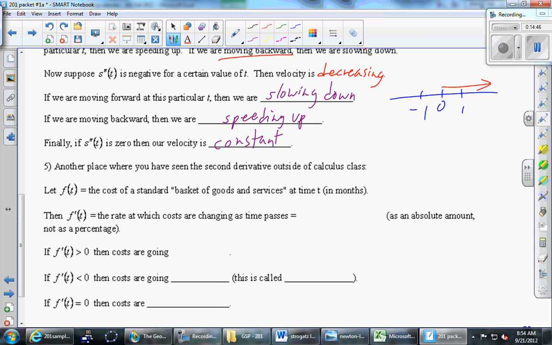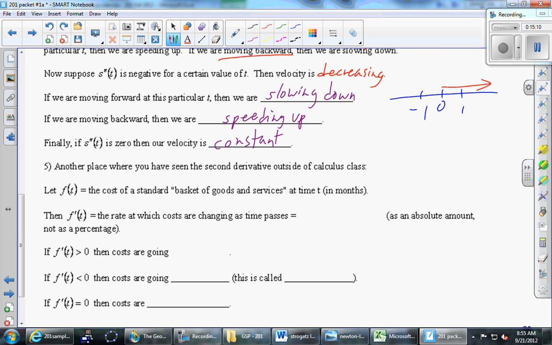Okay, let's go to Garrett for number 5. Another place where we have seen the second derivative outside of x. Let f of t equal the cost of a standard basket of goods and services times t. Let f prime of t equal the rate at which costs are changing as time passes.